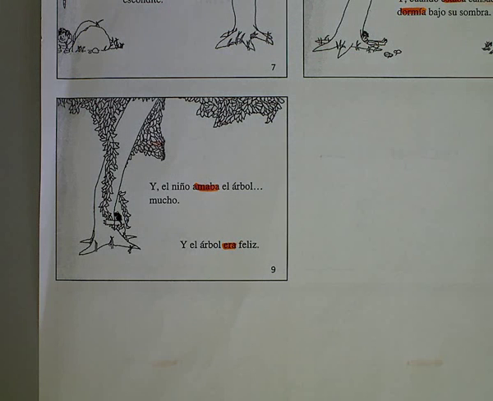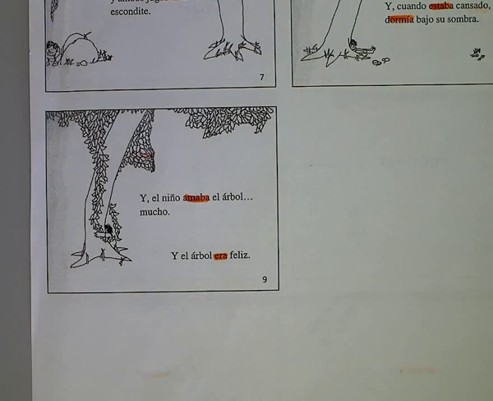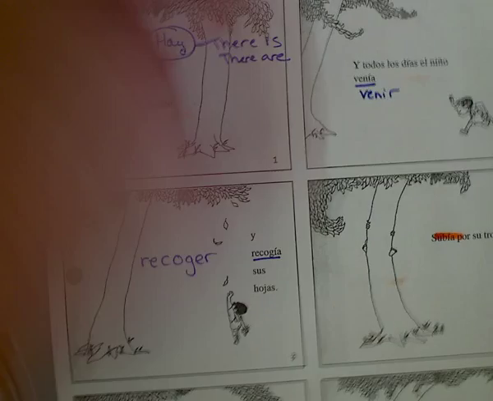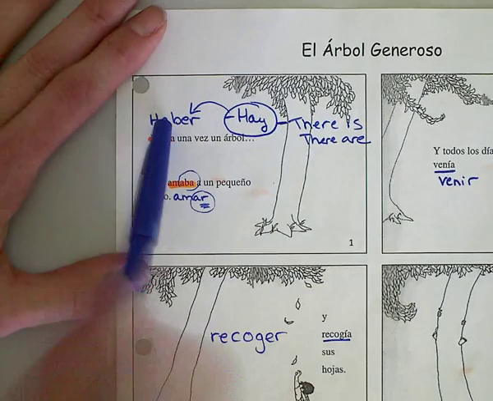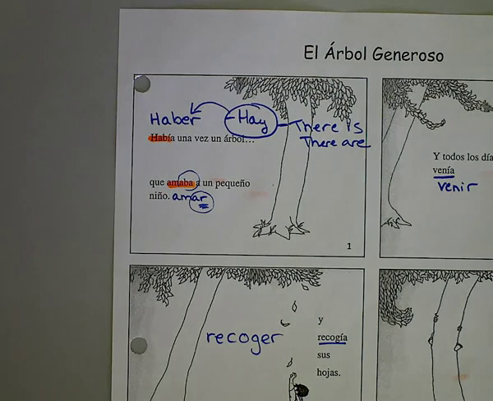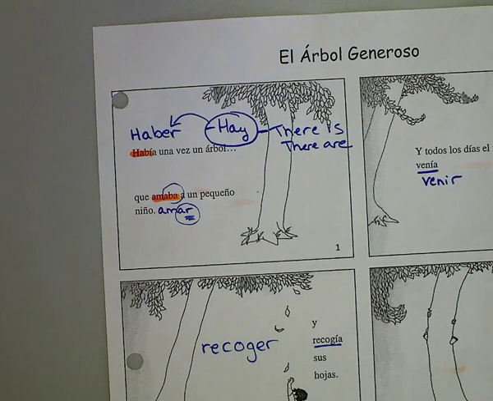So now let's go back and look at the story again and see if we can figure out what the story is saying in the past tense and how it's different from using the preterite. So why are we using imperfect rather than preterite? So here we go. Haber, meaning there is or there are. How would we say that in the past tense?